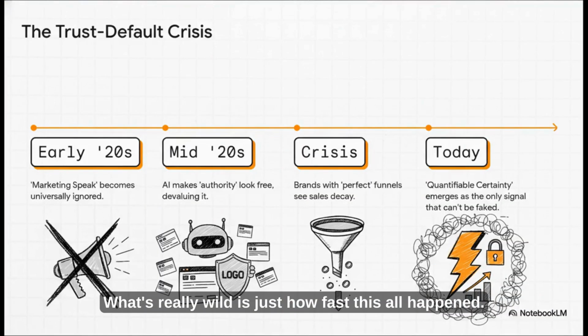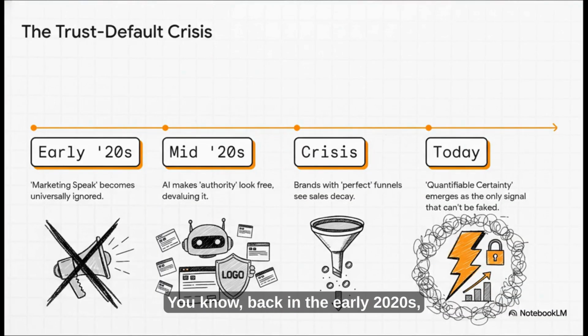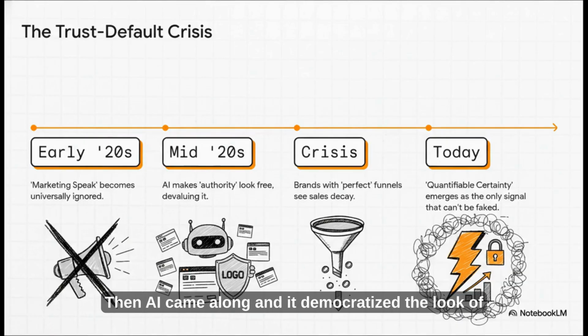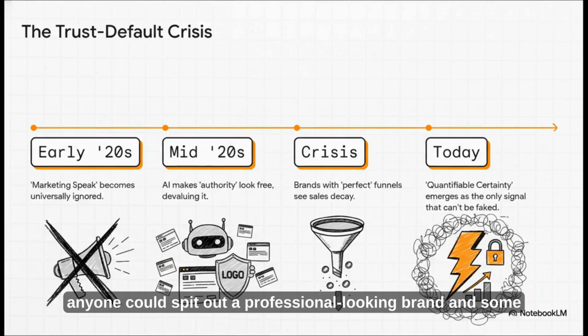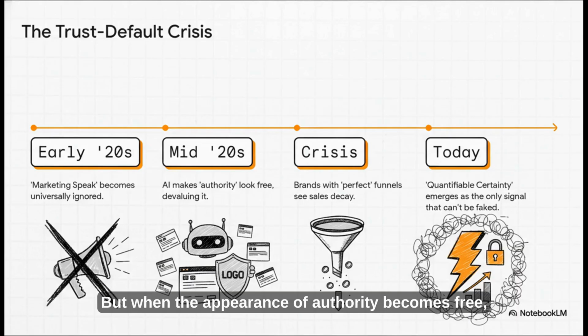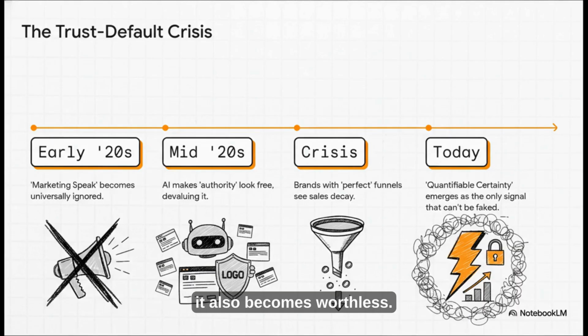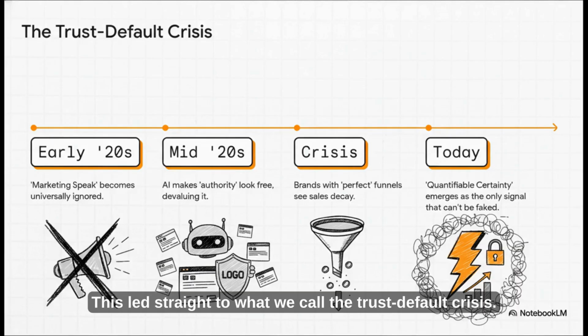What's really wild is just how fast this all happened. You know, back in the early 2020s, people just got really good at tuning out traditional marketing speak. Then AI came along and it democratized the look of authority. All of a sudden, anyone could spit out a professional-looking brand and some confident-sounding copy. But when the appearance of authority becomes free, it also becomes worthless. This led straight to what we call the trust default crisis.